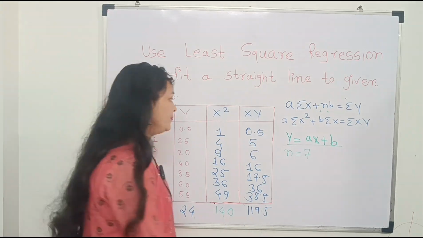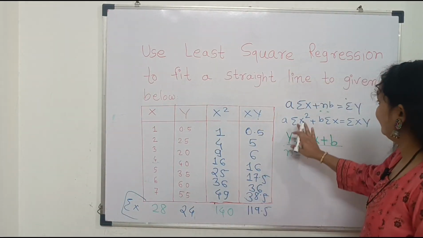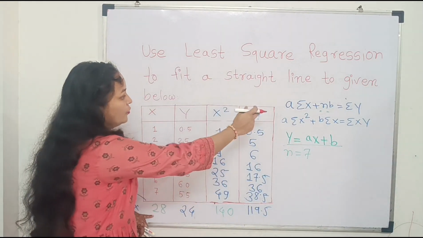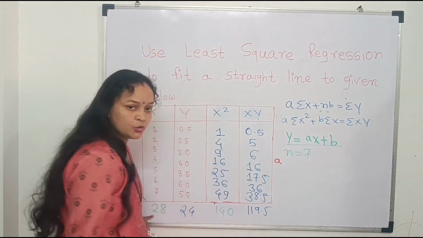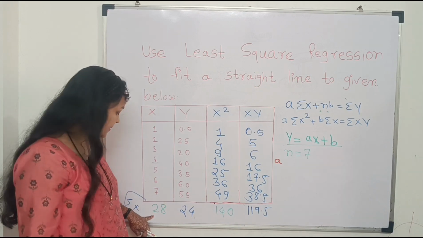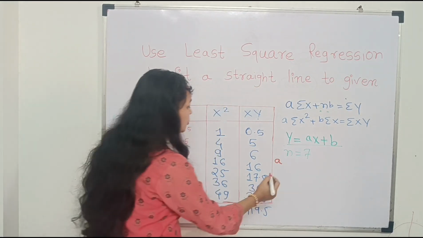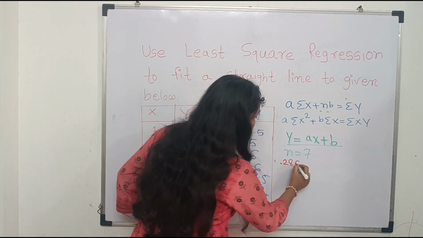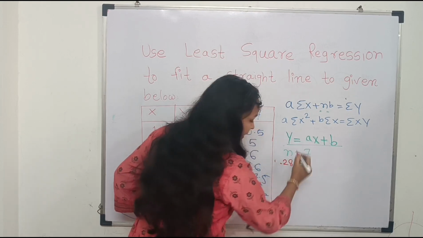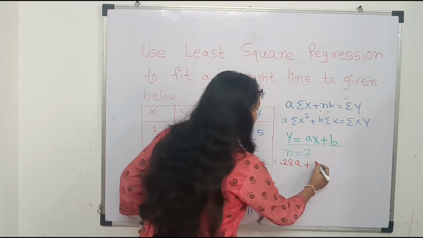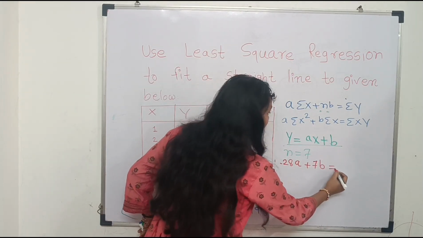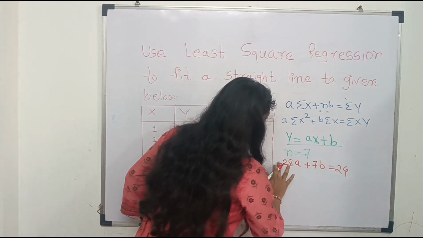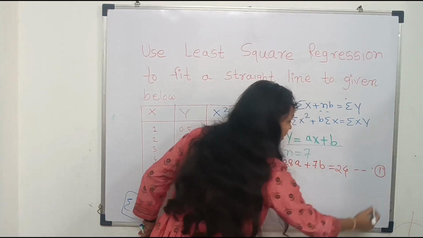Now what is the next step? You just have to put these values into the equation form. So let us put them in. Firstly, to find a, you can write the coefficient as it is. The summation of x is 28. So you can write 28 a plus n b, where n is 7, and the summation of y is 24. Let's call this equation 1.